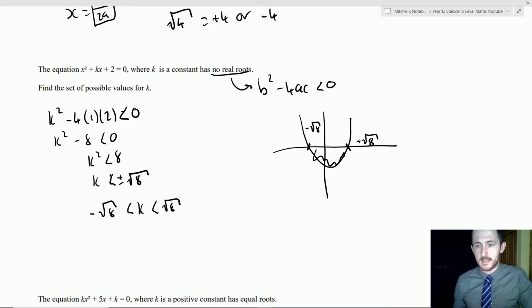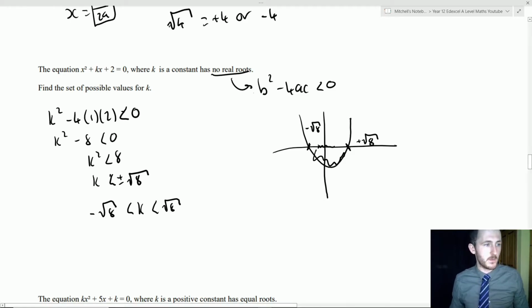Does it make sense that it's less than and not equal to? Yes, because if it's equal to, then it will be on the line which is 0. We want negative, so less than 0. That's it. Question 1. Not too shabby at all.